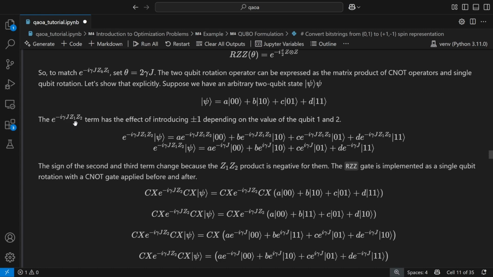The effect of this term is that when we apply this exponential operator, basically we can replace the z values with the effect of z on each of the individual states. The reason is that these states individually are eigenstates of z1 and z2, so the effect is trivial. We just get the eigenvalue out of it. So z1 on 0 gives us 1, and z2 gives us 1 as well. So this z1, z2 becomes 1, no change.